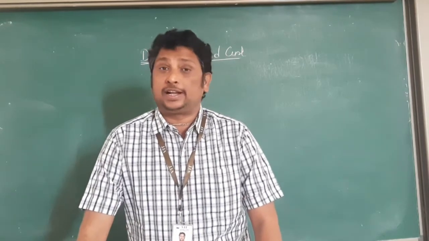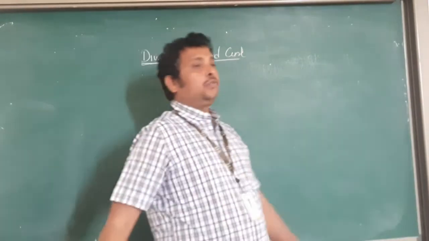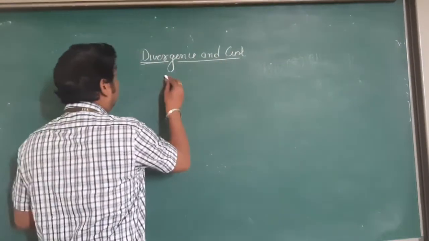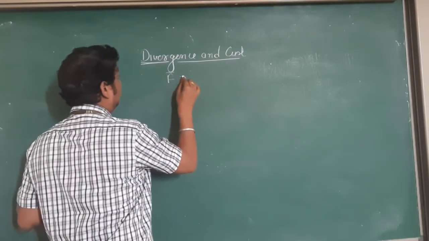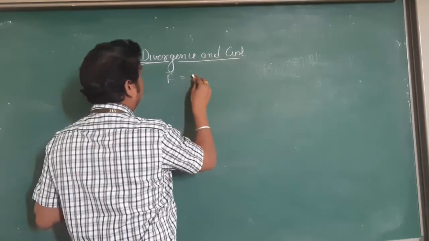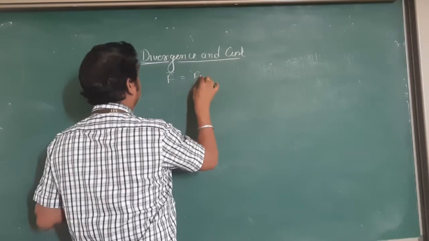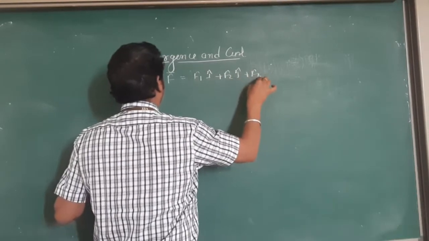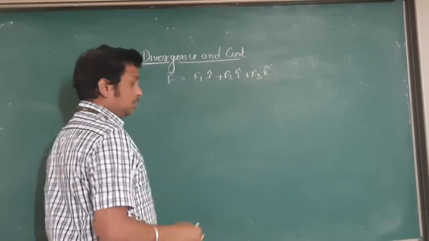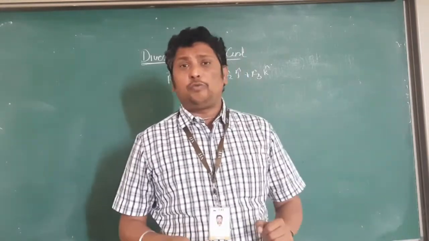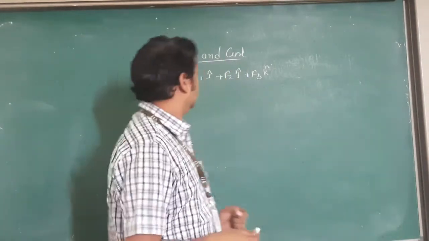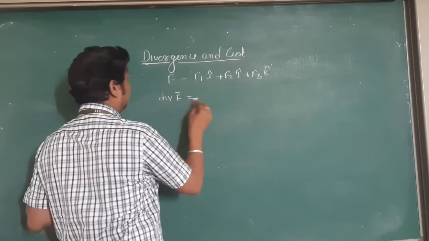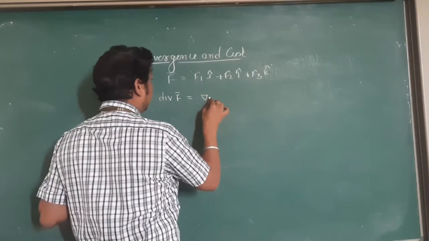called divergence and curl. How do we calculate the divergence and curl of a vector point function? Suppose a function f is given, which is a vector function, f1 i, f2 j, f3 k. So f is given, then how do we calculate its divergence? The divergence of f is also denoted by del dot f.